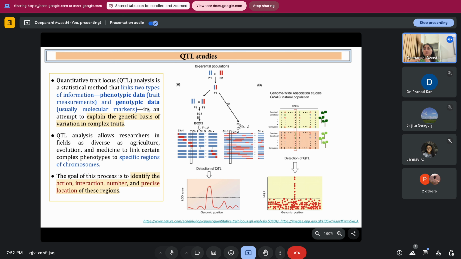When we are drawing conclusions from the genotype towards the phenotype, it is referred to as GWAS studies, and they can be studied with the help of the quantitative trait locus statistical method. It is an attempt to explain the genetic basis of variations in complex traits. It can be used for traits as well as for disease conditions, and QTL analysis allows researchers, for example in agriculture, to look for the regions involved with a particular trait.